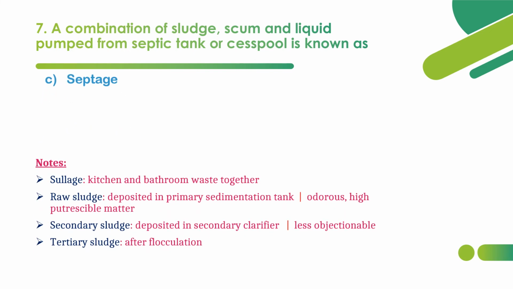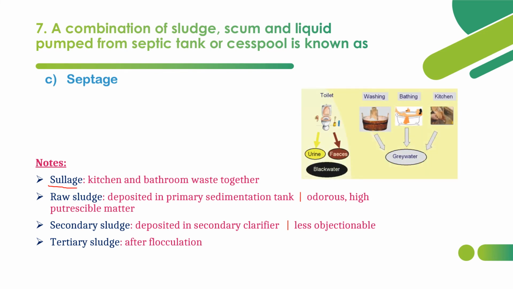What is sullage? Sullage is nothing but kitchen and bathroom waste together. Kitchen and bathroom waste together we call grey water, and that is nothing but sullage. And there is something called raw sludge, secondary sludge and tertiary sludge. What is raw sludge? The sludge which is deposited in the primary sedimentation tank. It is highly odorous because it contains high putrescible organic matter.